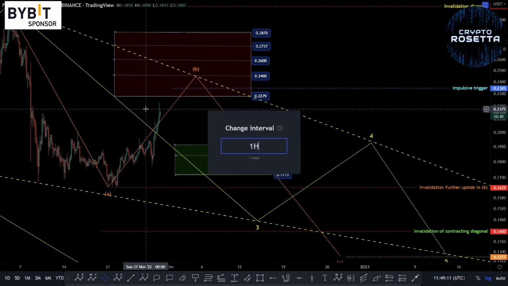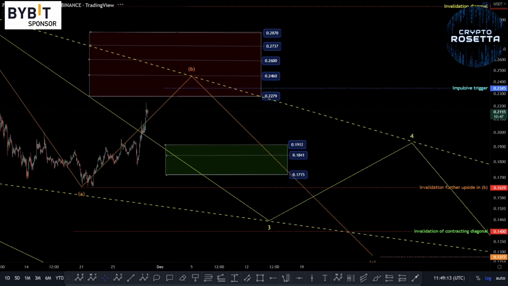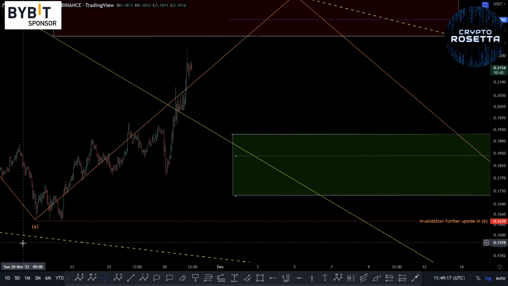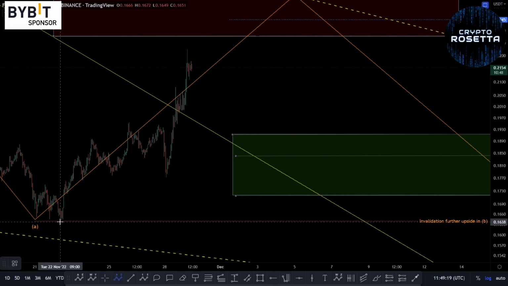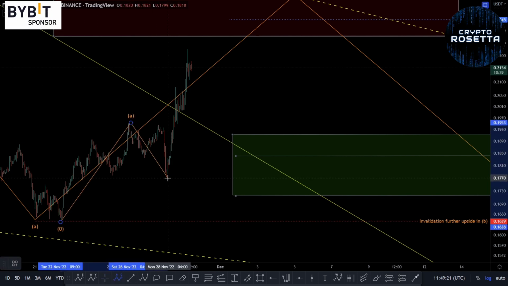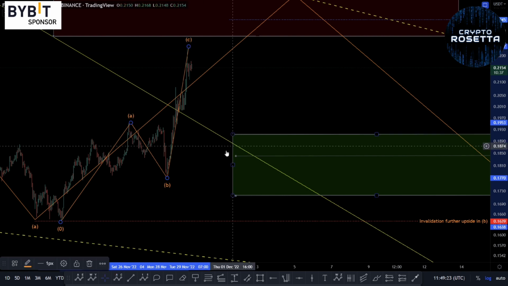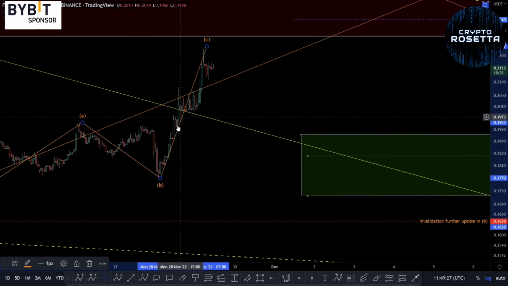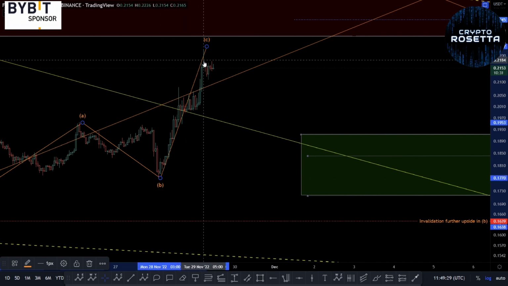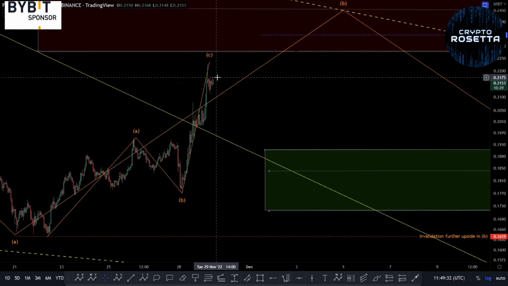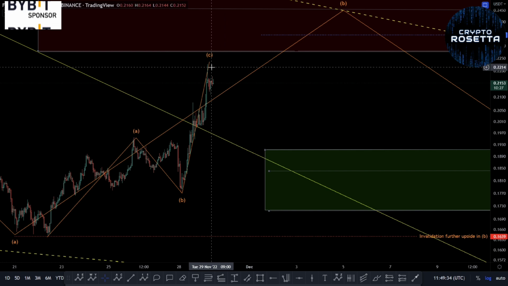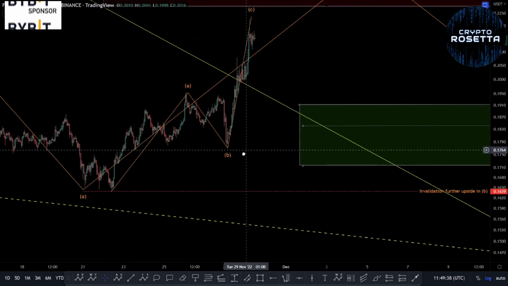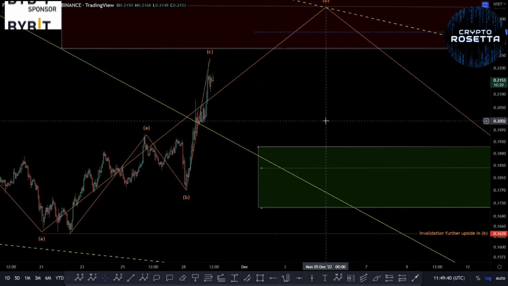And effectively, if we go down into the 1 hour and have a look at this, once again, we'd just be looking at this as an A, a B, and a C wave up here. So it looks one, two. There could be some extensions within this. It might have another leg up, but I don't think that's the case. I think this is going to start to retrace down here.